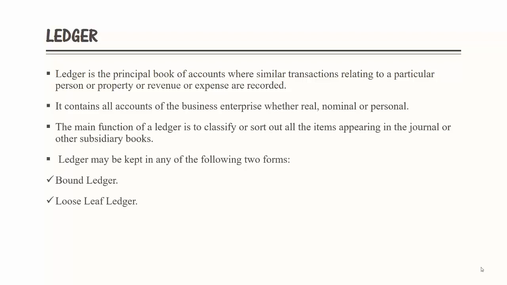And the fourth point is, ledger may be kept in any of the following two forms. First is a bound ledger and the second is the loose leaf ledger. These days, it is common to keep the ledger in the form of loose leaf cards instead of keeping them in the bound form, because loose leaf ledger helps in posting the transactions when a mechanized system of accounting is used, and nowadays mechanized system of accounting is preferred instead of manual system of accounting.